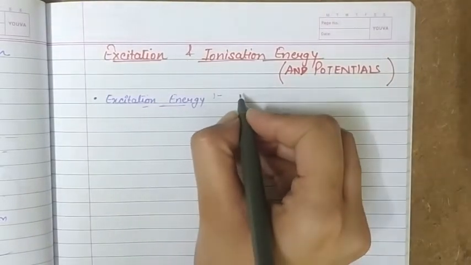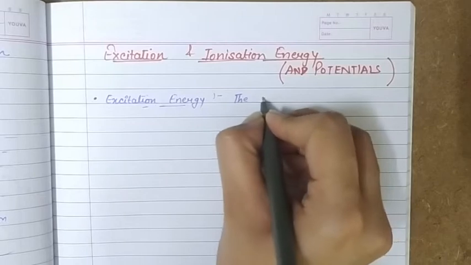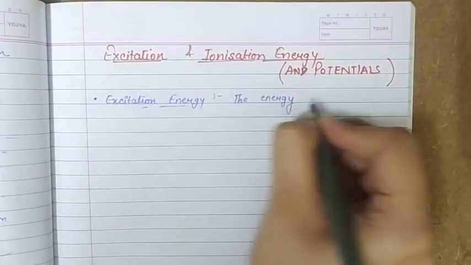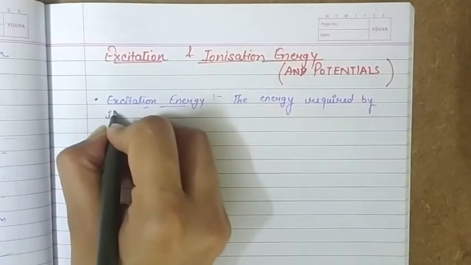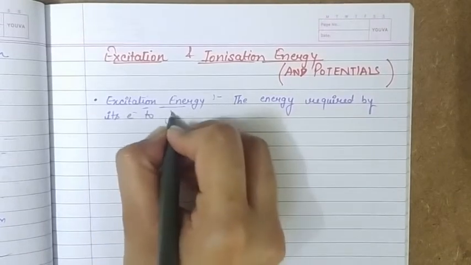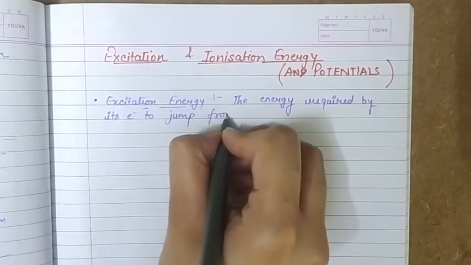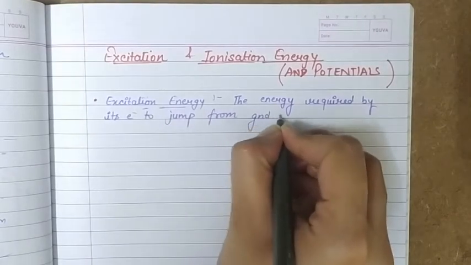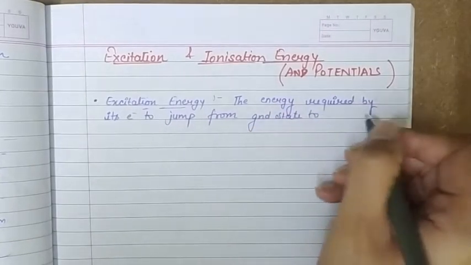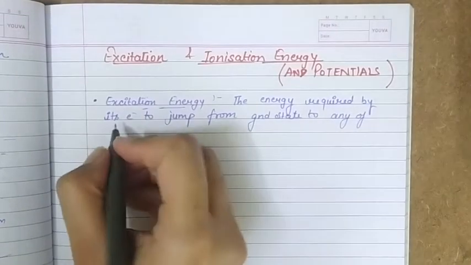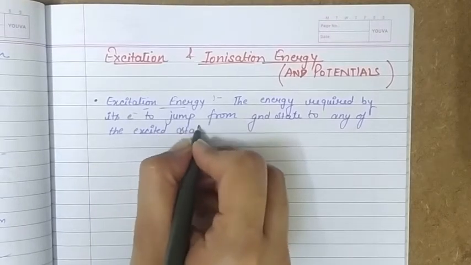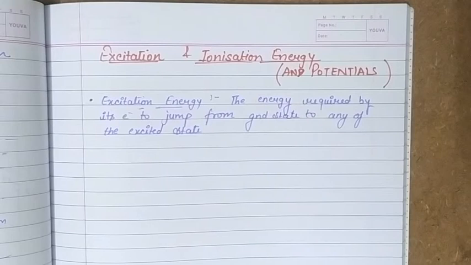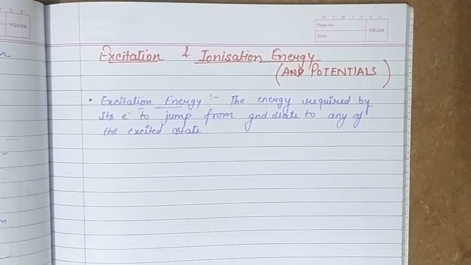So excitation energy of an atom is defined as the energy required by its electrons to jump from ground state to any of the excited states. So that much energy is called excitation energy, and it is equal to the difference between those two energy levels in which the electron is transiting.